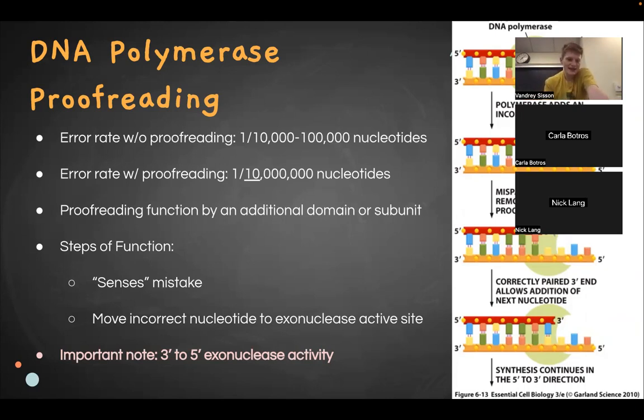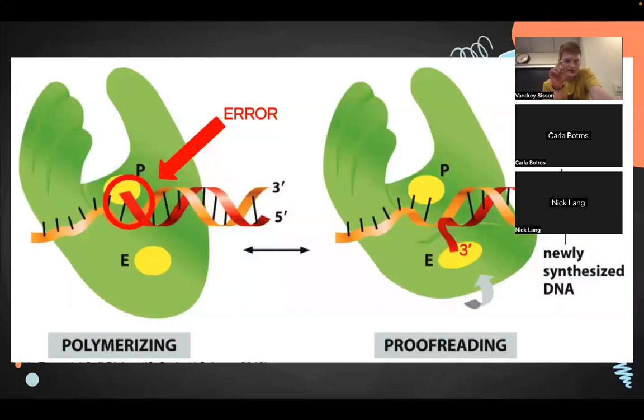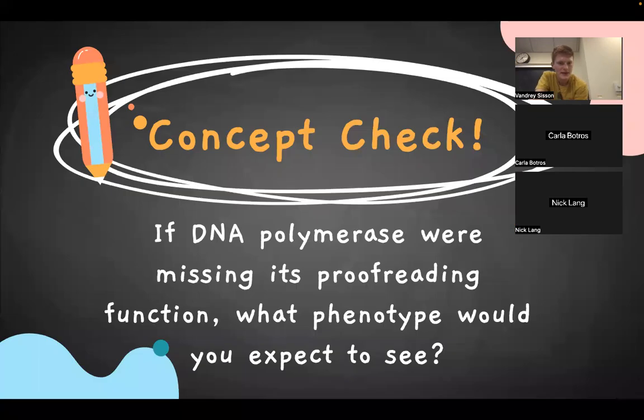It senses the mistake, and then it moves the incorrect nucleotide to the exonuclease active site. And as Laura mentioned in class, it's a 3' to 5' exonuclease activity. And here's a little drawing, an example of the hand. I think she's gone over this in class, or she will tomorrow. As you can see, it's in the P site, which is when it's polymerizing. And if it senses an error, that 3' end goes to the E site where the exonuclease activity can happen and it can replace that nucleotide.